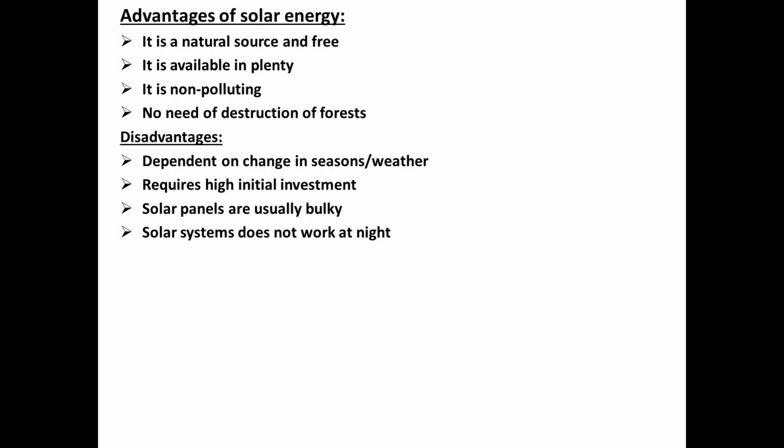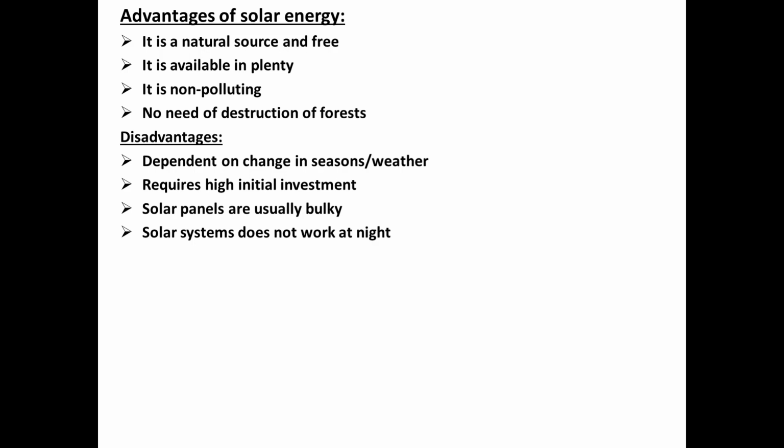Then the disadvantages. The main disadvantage is that solar energy depends on the change in the climate, seasons, and weather. When the seasons change, when the weather changes, we can't get the whole solar energy from the sun. Whenever the atmosphere is cloudy, we can't get much solar energy. And when it is very hot, then we can get more solar energy. So it depends upon change in seasons and weather.